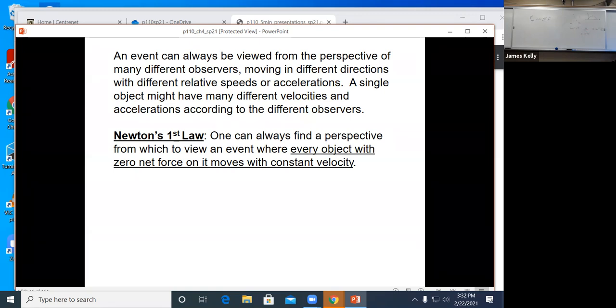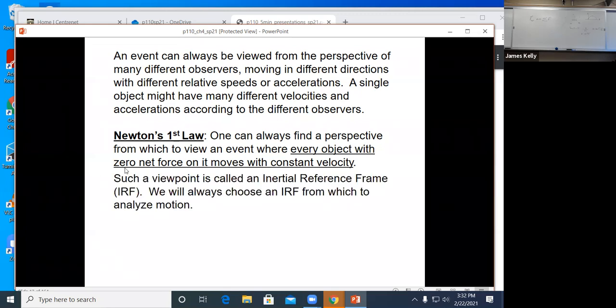Newton's first law, this is my own wording, probably Gene Colley has a slightly different wording of it: one can always find a perspective from which to view an event or an object where every object with zero net force on it moves with constant velocity. Such a viewpoint is called an inertial reference frame. And we're always going to use inertial reference frames to analyze motion. In fact, Newton's going to tell us what to do if we're observing from an inertial reference frame.